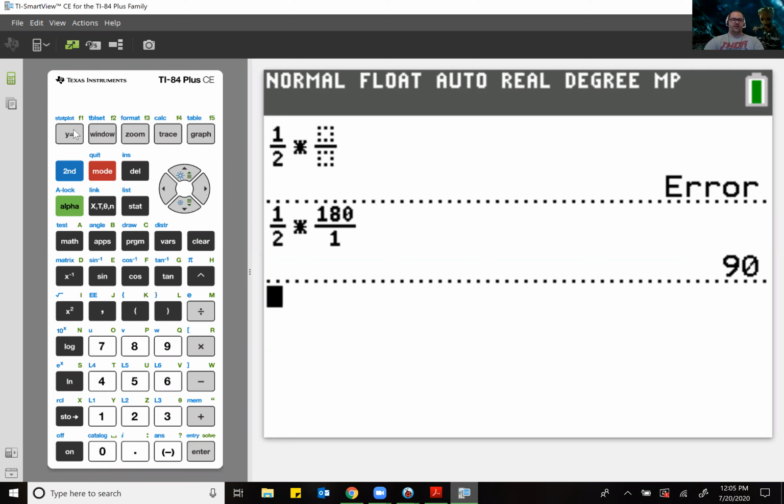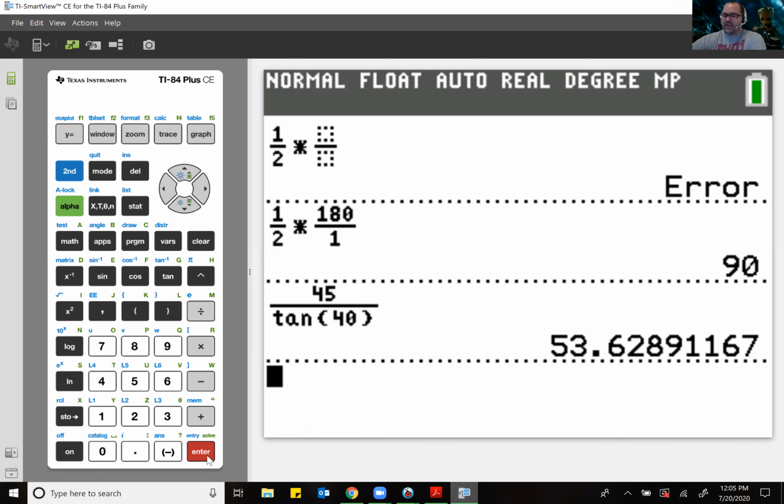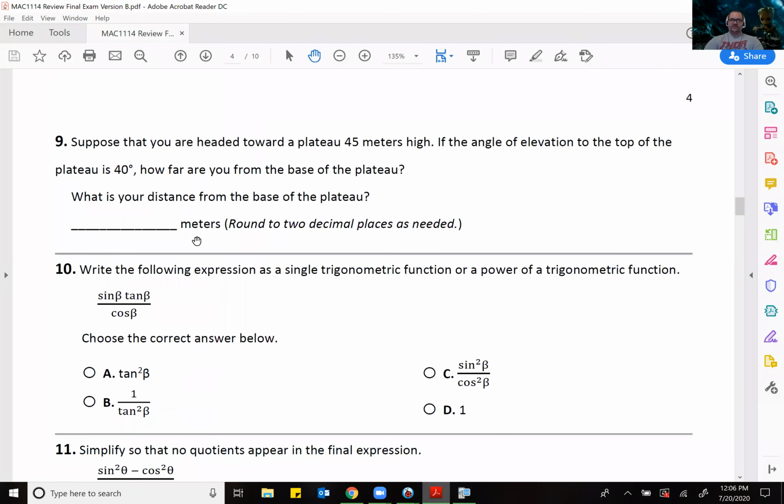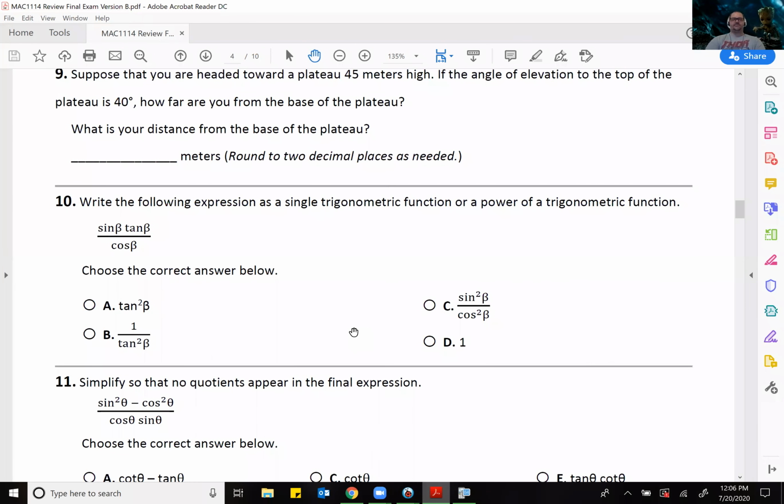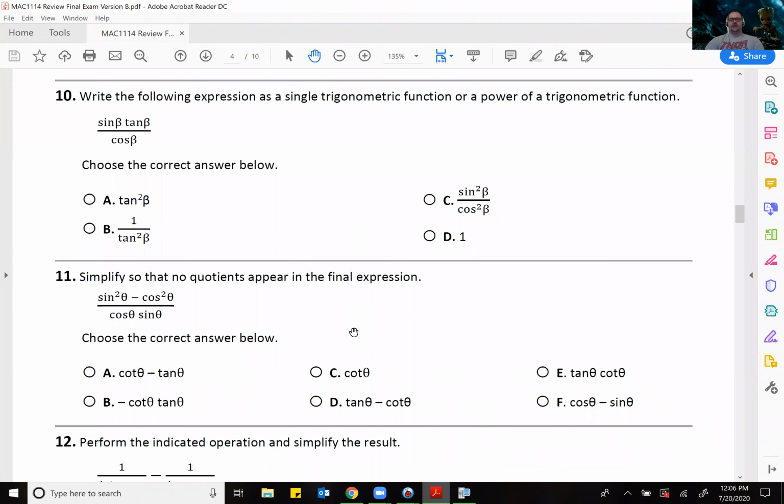So we're going to hit alpha y equals 45 over tangent 40. Close, enter. 2 decimal places, we get 53.63 meters. Because the 8 says, hey, 2, go up. So you don't have to worry about the label meters, it's already there, but you'd put 53.63 there. And that, my friends, right there wraps up chapter 9.